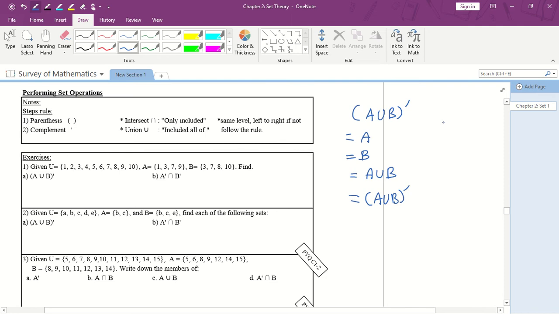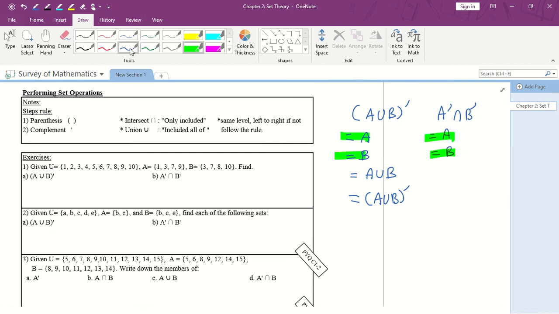Or in another way, if for example I have A prime union B intersect B prime, remember, first you need to know what is A and what is B. And usually this is given by the questions. And from there, we will transfer what is A to become A prime, and B will become B prime, and with A prime and B prime, that is where we will find the intersection. Okay, so that's the idea. Break those steps down one by one.